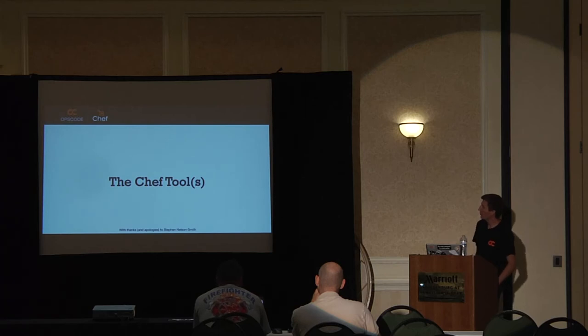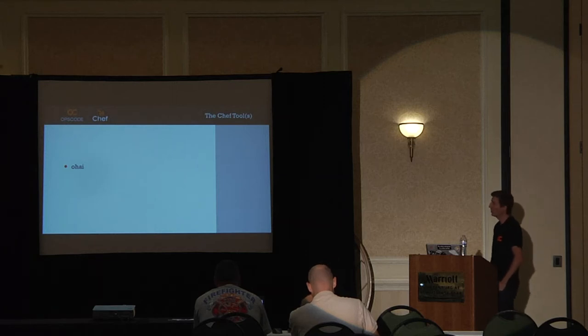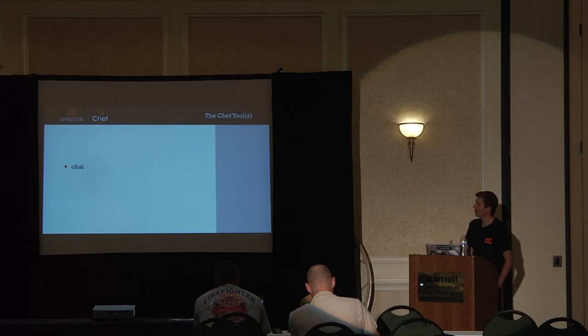That's the overview of the whole framework. But the actual Chef tools, the things that you use on a day-to-day basis, there's a few of those, so let's go over those real quick. Ohai is the tool that runs on a node and gathers metadata about it, things like IP address, memory usage, all those different things. It's very similar to Facter, which is in Puppet. So that's the first piece of it.